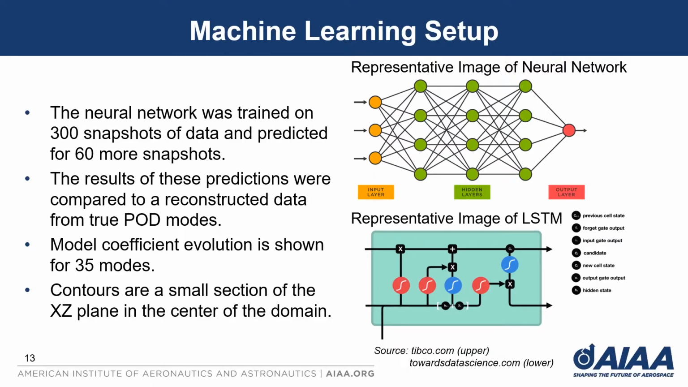The neural network was trained on 300 snapshots of data and predicted for a further 60 snapshots. The results of these predictions were compared to reconstructive data from true POD models. The model's coefficient evolution is shown for 35 modes, and contours are a small section of the xy plane in the center of the domain. The images in this slide represent an example neural network and the LSTM model.